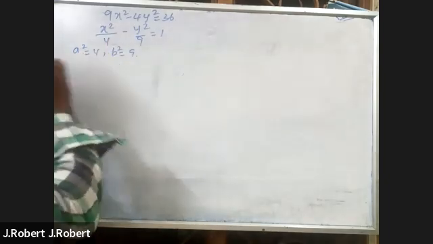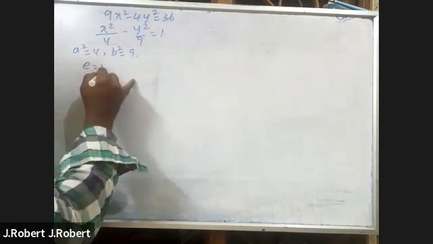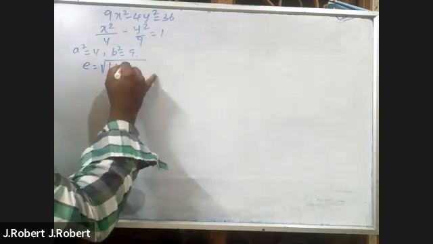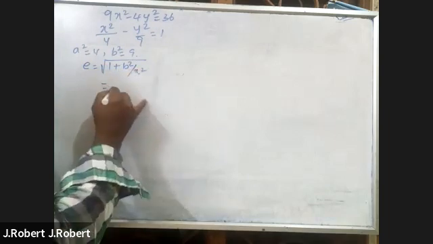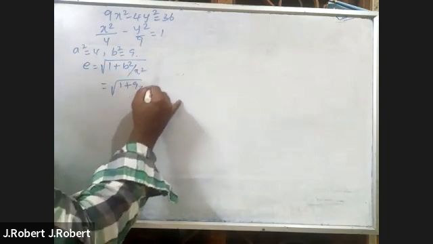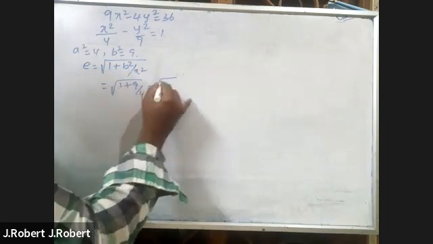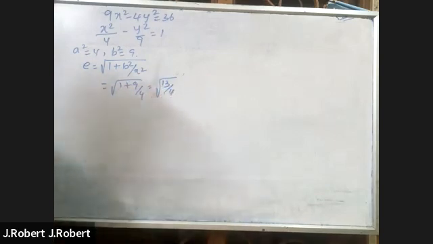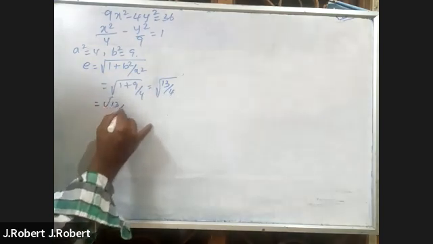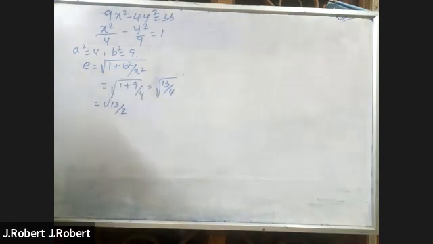Now we have to find e here. Your e is equal to square root of 1 plus b square by a square, which is square root of 1 plus 9 by 4. We get the square root of 13 by 4. We can write this as root 13 by 2.